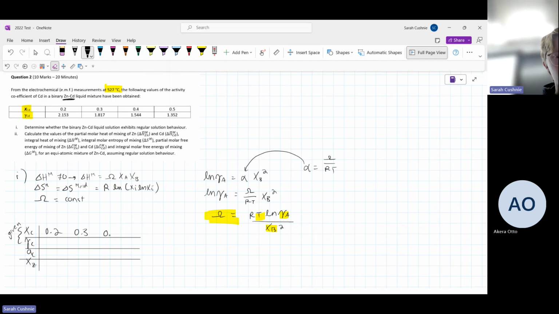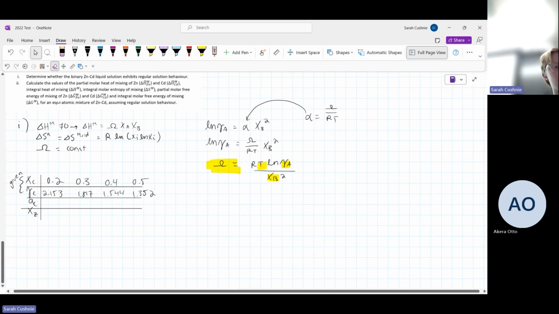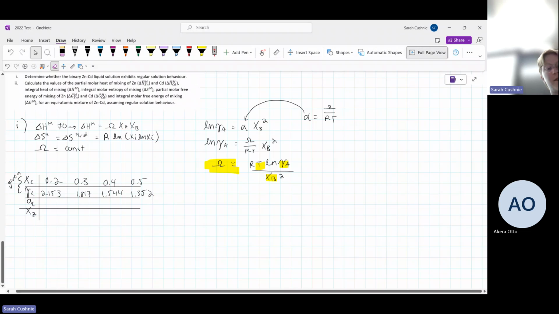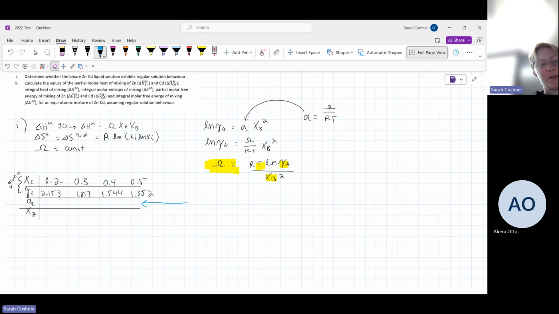0.2, 0.3, 0.4, 0.5, 2.153, 1.817, 1.544, 1.352. So the first thing I'm going to calculate is the activity of C, right? And the way I'm going to do this, so that's going to be that row in there, is we're going to remember that the activity of i is equal to gamma i times X of i. So I'm just going to take, for example, for this value right there, the activity of C is going to be equal to gamma C times XC, which is equal to 2.153 times 0.2.